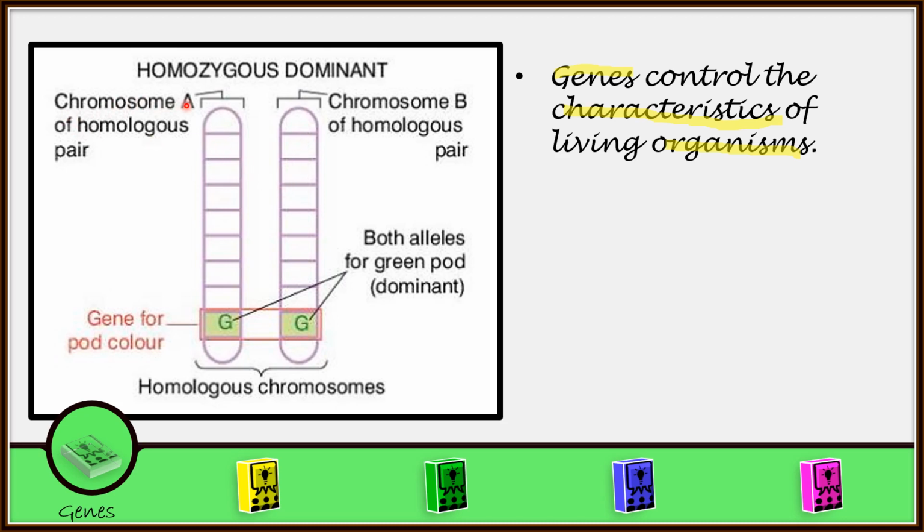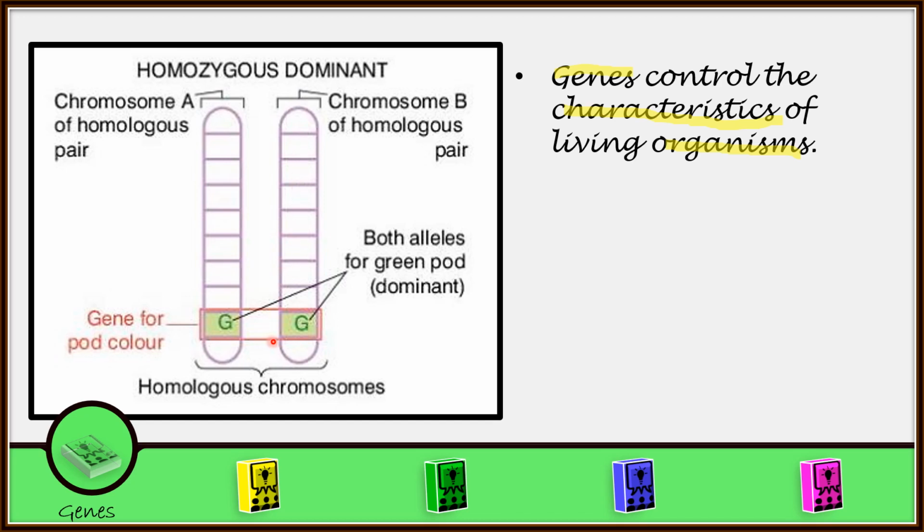We have chromosome A and this is chromosome B. They are called a homologous pair. Why? Because they move together. One chromosome comes from one parent and another chromosome comes from another parent. So when they come together in the zygote, they will move together.